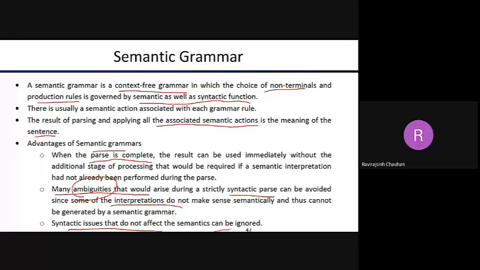One more thing: the syntactic issues that do not affect the semantics. Ultimately in natural language processing, we are concerned about the meaning of the sentence. If some words are not syntactically correct, not in grammatical sequence, but no meaning is affected, then we can remove that. So that will be the advantages of semantic grammar.